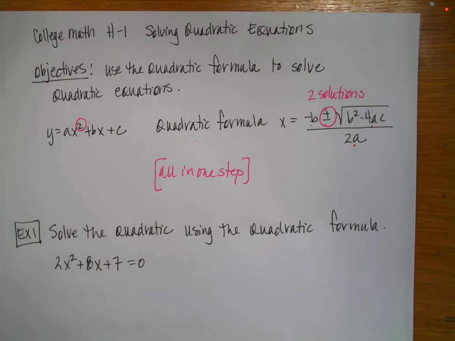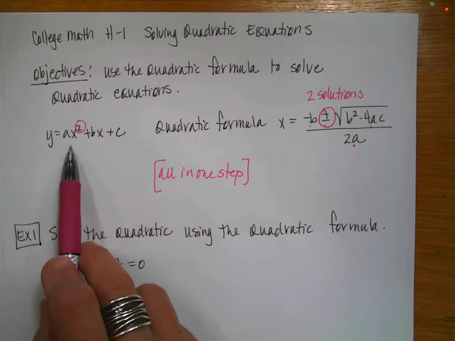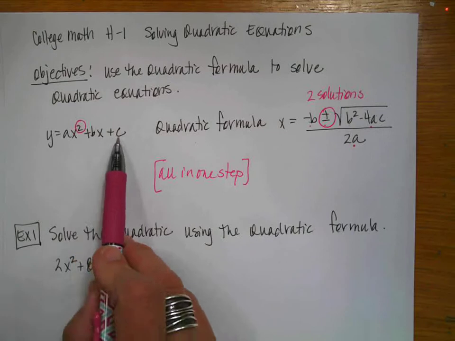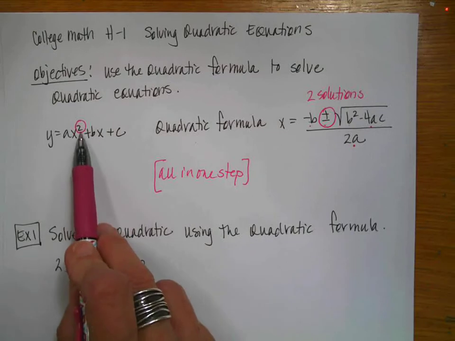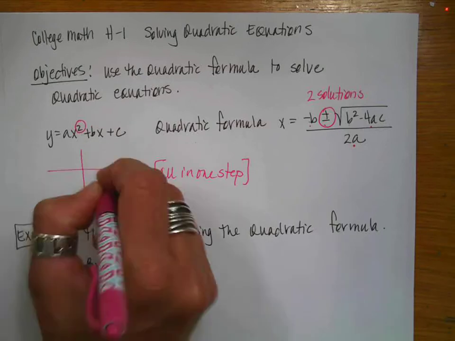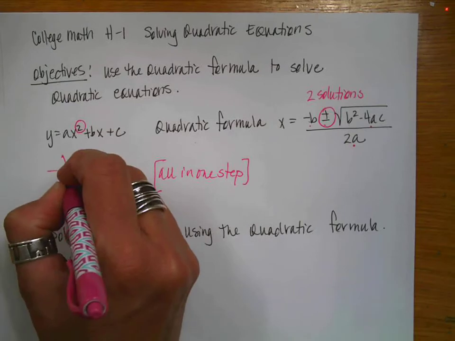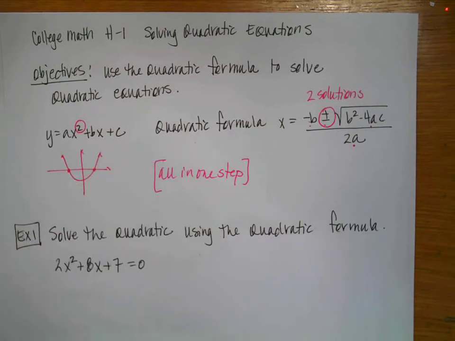It is our very last video for algebra, and we're going to be solving quadratic equations. The objectives are we're going to use the quadratic formula to solve quadratic equations. So here is our standard quadratic: y is equal to ax squared plus bx plus c. It's a second degree polynomial, which means there are two solutions. So remember, we've been doing work with our quadratics, which means it has two x-intercepts.